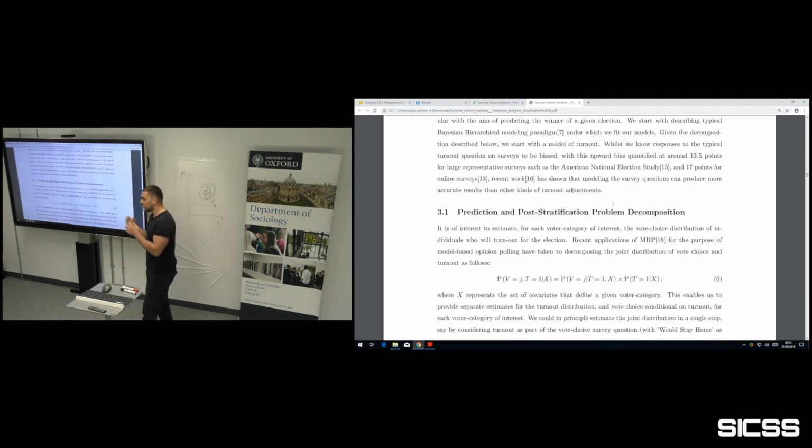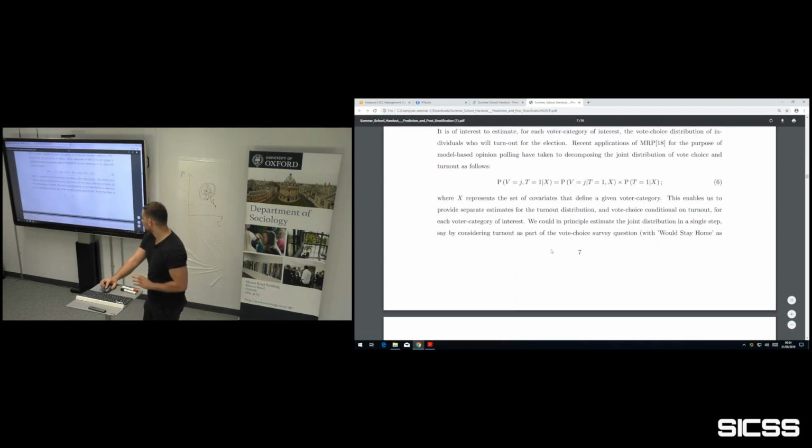And so we are going to decompose this problem. This is a joint distribution between vote and turnout. And we're going to decompose this problem into two parts just by the definition of a joint distribution. And that's going to be the distribution of voting conditional on turning out, and the distribution of turning out. And we're going to multiply these together. Okay. So that's fairly straightforward.